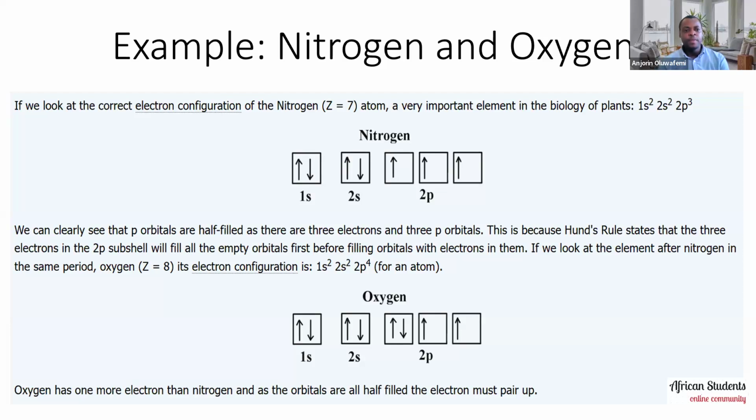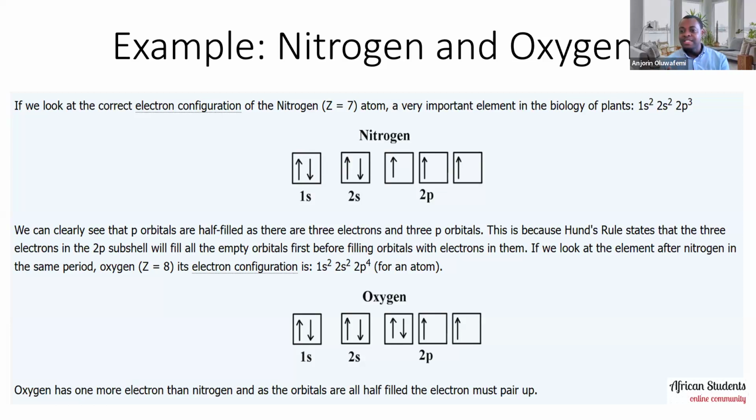We can clearly see that the p orbitals are half filled, as there are 3 electrons and 3 p orbitals. This is because Hund's rule states that the 3 electrons in the 2p subshell will fill all the empty orbitals first before filling orbitals that already have electrons in them.